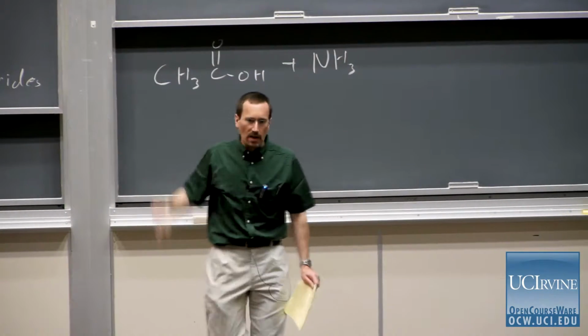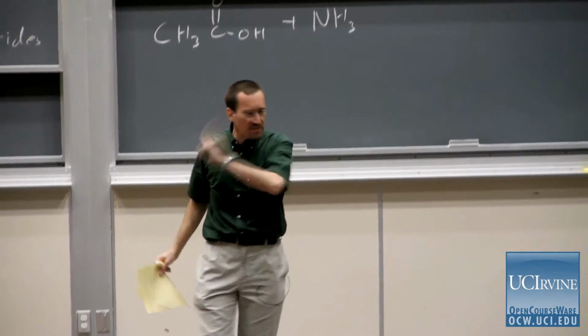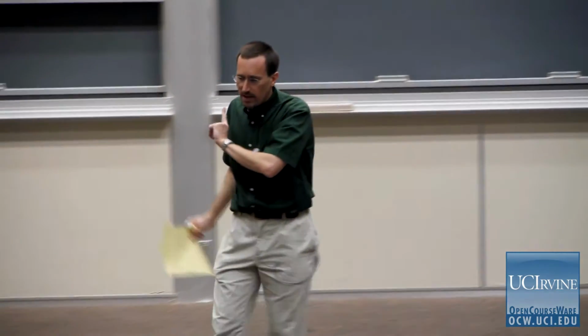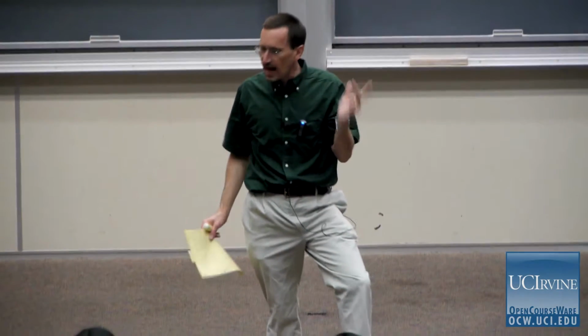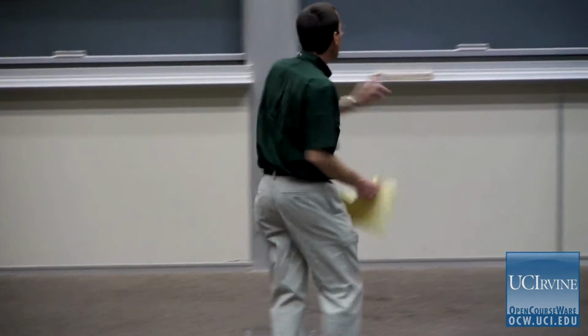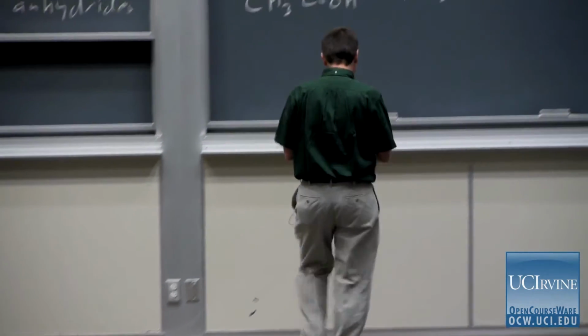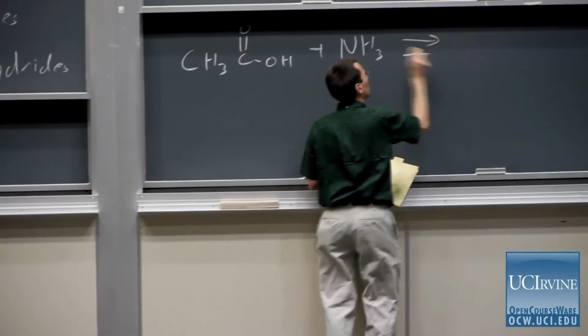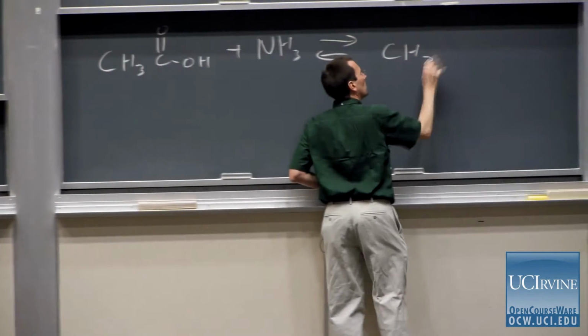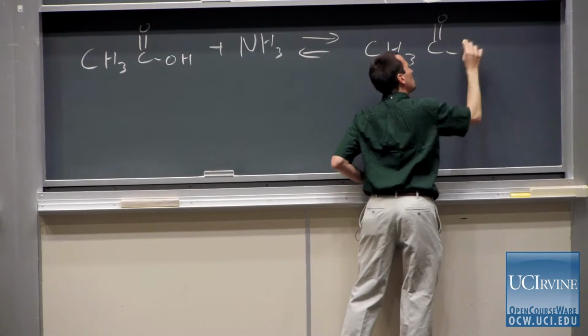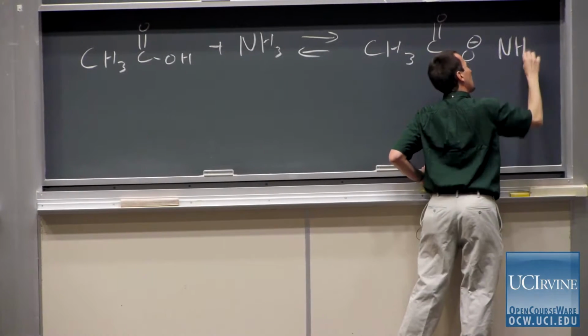Now, if by comparison I take acetic acid and I mix it with ammonia, you might think, well, it's going to be very similar. But acetic acid has one thing that's very different than methyl acetate. It's got an acidic proton. So if I mix acetic acid and ammonia, you get a salt. You get ammonium acetate.